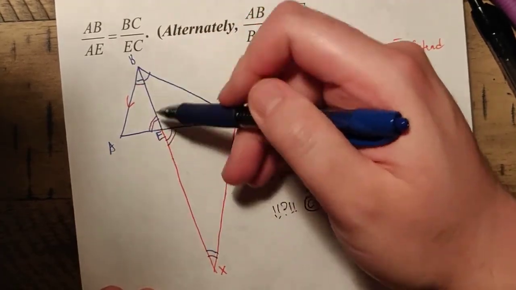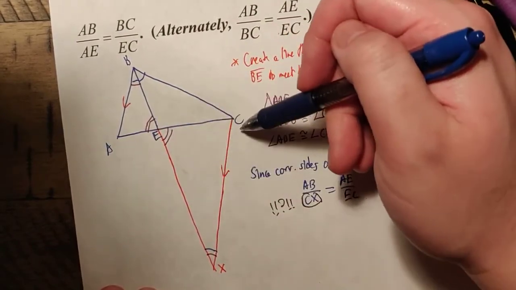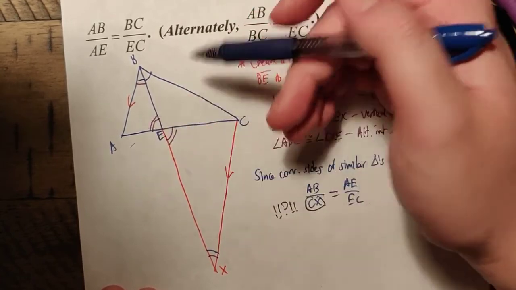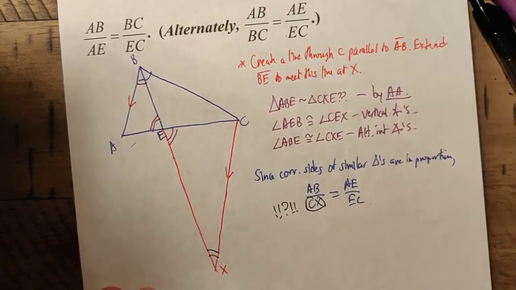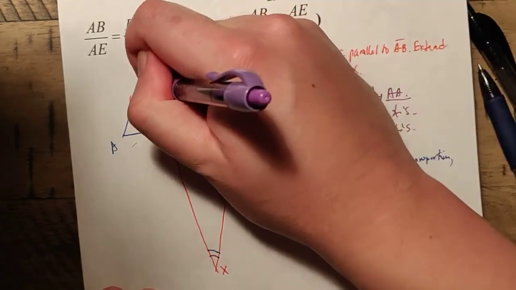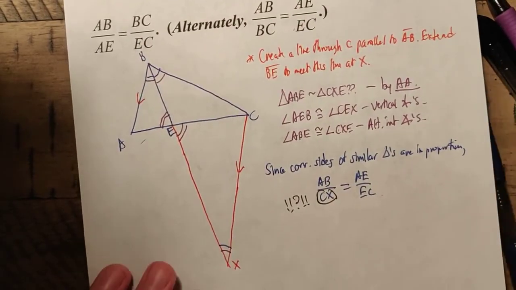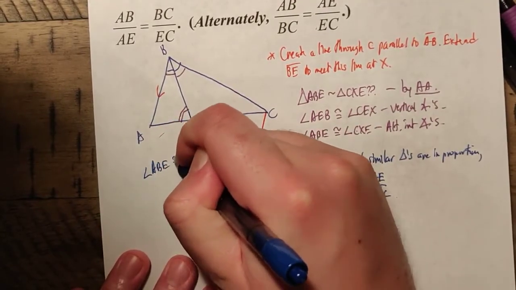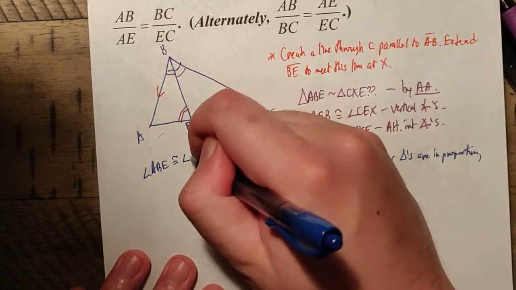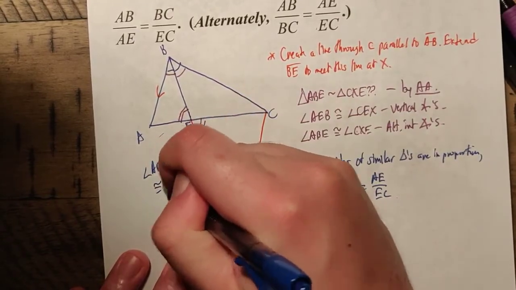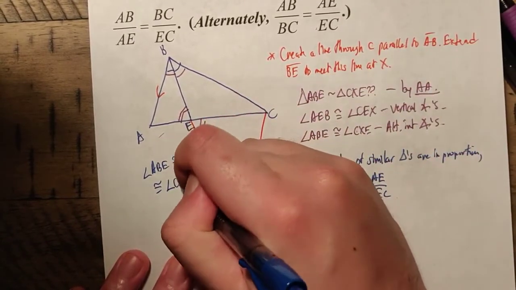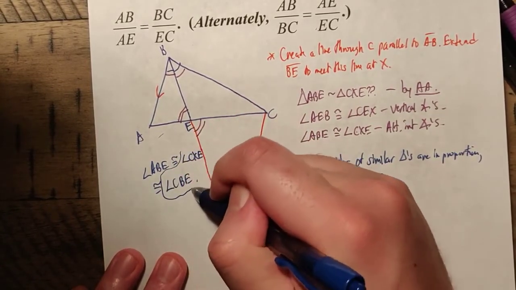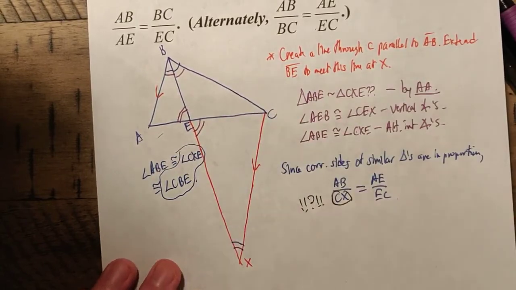But wait a minute. ABE matches CXE, but ABE also matches CBE as well because this is an angle bisector. So that means, in particular, all of these angles match. So that means I can write here something very important. We now have angle ABE is congruent to angle CXE, and it's also congruent to angle CBE. Wait a minute. I see something very sneaky here. We focus on this. CBE and CXE are congruent.